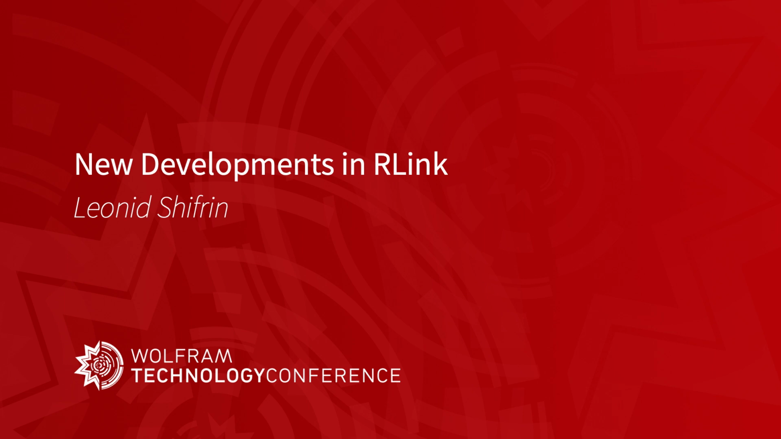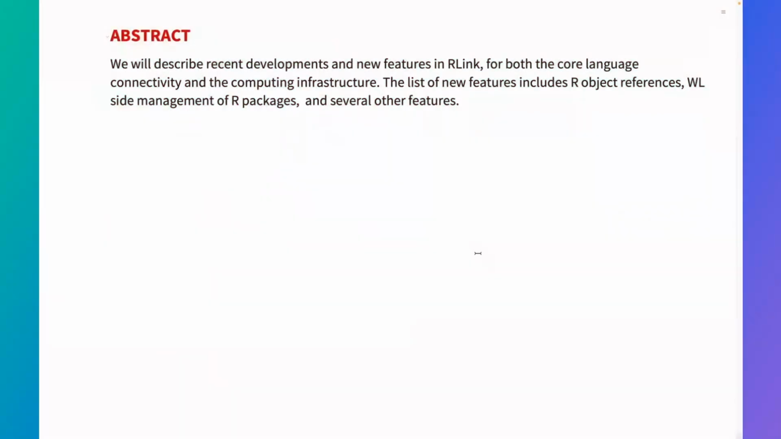And today we are going to talk about new developments in RLink, which is the link that I was developing and responsible for, and which connects the Wolfram Language with the R language. It was first introduced in version 9, which was roughly 12 years ago, in 2012.